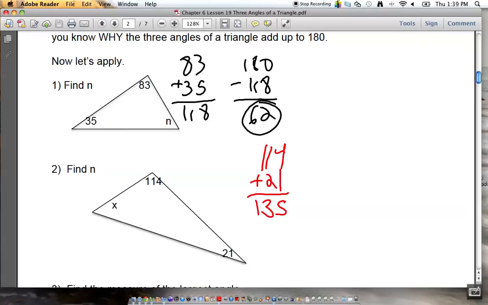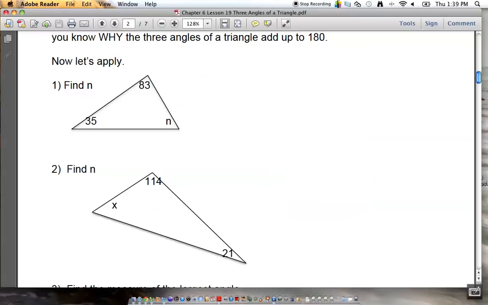What do the three angles of a triangle add up to? 180. Now, the two angles so far add up to 135. Then I do 180 minus 135, and I get 45. Very good. Any questions? No, I got it. Okay.